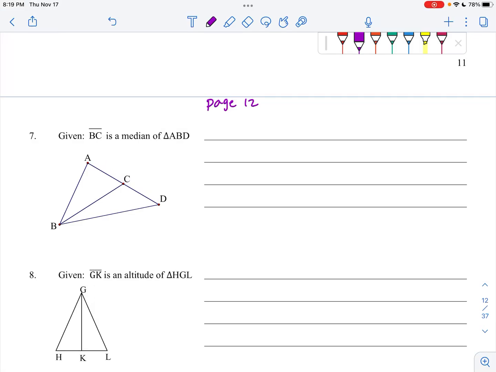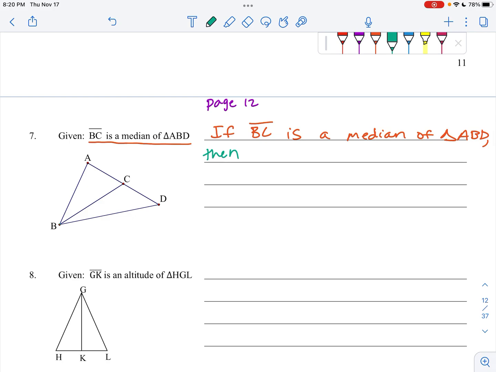All right, so we are going to practice a couple of if, then, because statements. We're going to start on page 12. When I write an if, then, because statement, my if is always going to be what I am given. So this says, if segment BC is a median of triangle ABD, then my then is whatever I would label on the diagram as a result of this.